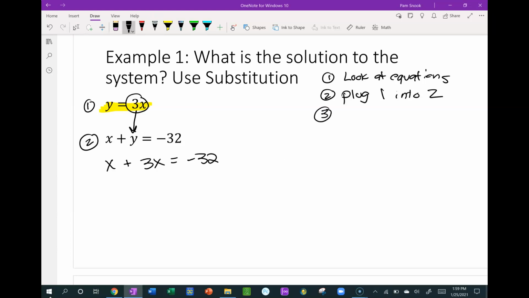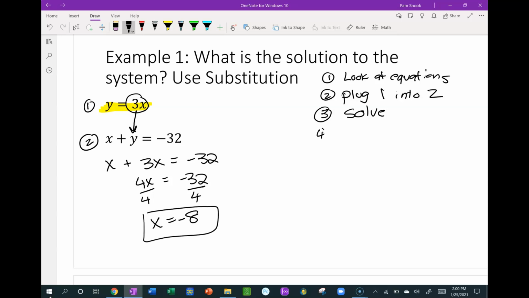So my next thing I'm going to do is solve. Combine my like terms, I get 4x equals negative 32. Divide both sides by 4, x equals negative 8. So here's one answer. Now I'm going to plug back in.